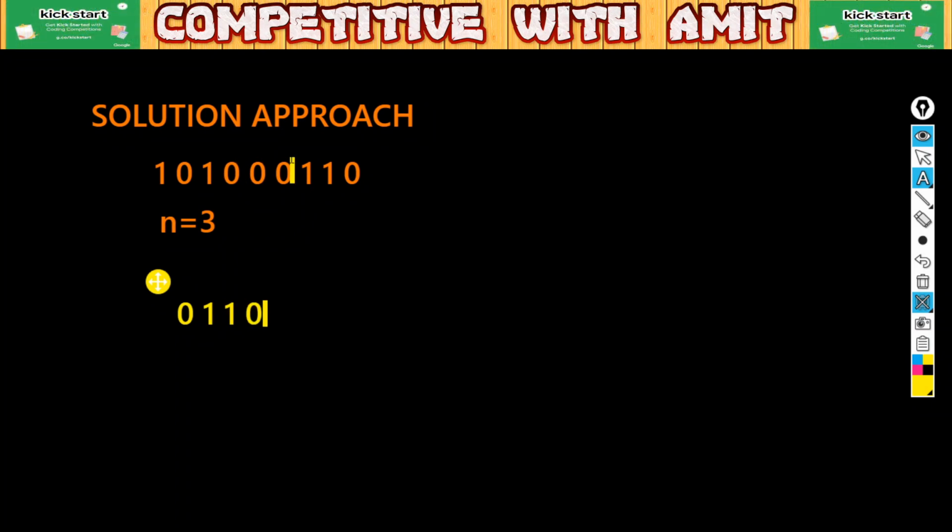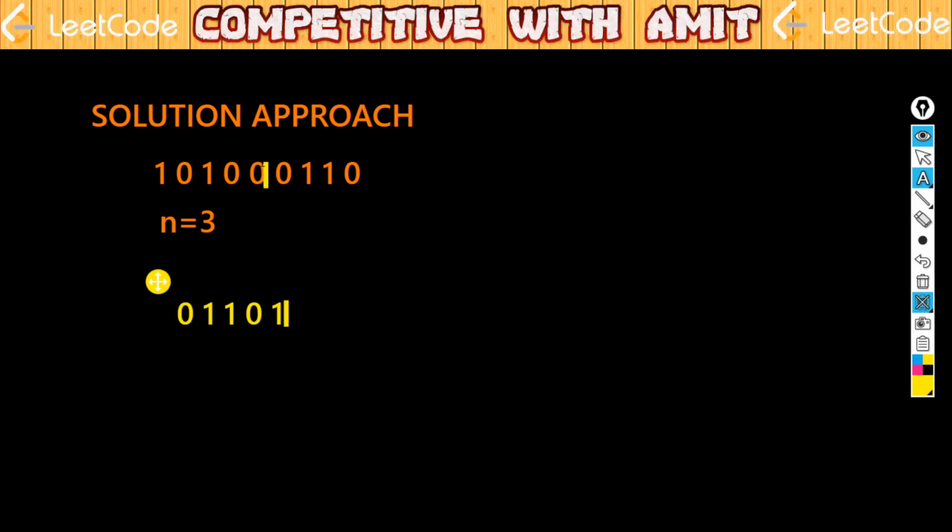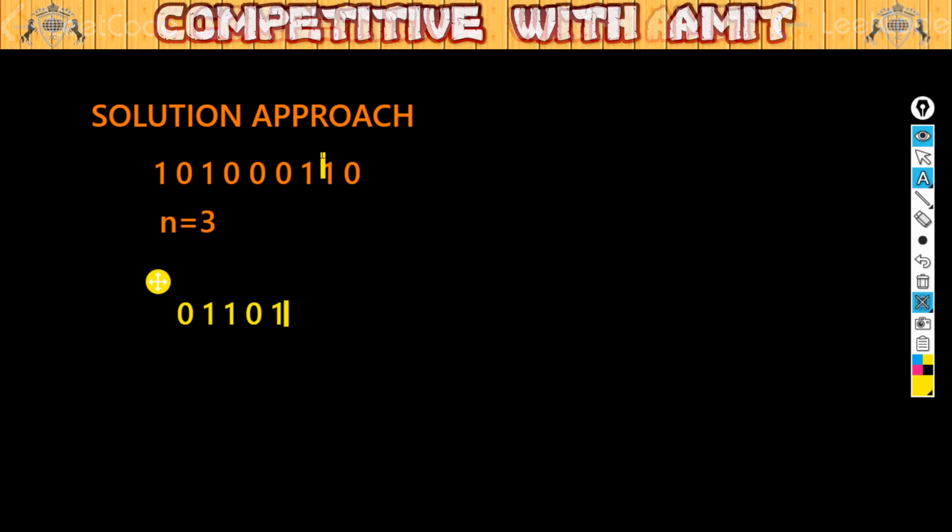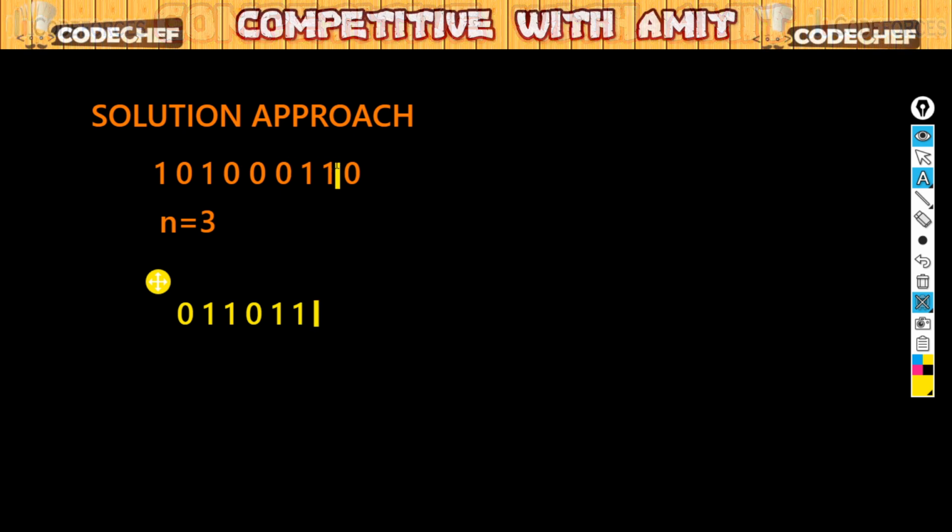This is 0, this is 0, so we will consider 1. This is 0, this is 1, so we will consider 1. This is 0, this is 1, so we will again consider 0. So in the previous one also it was 0 only.